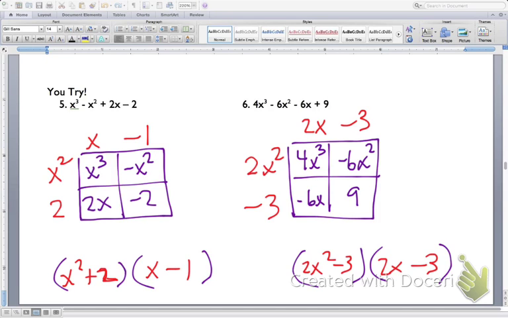So one thing I want you guys to notice is you'll always have an x squared here on the left, and you'll always have an x on the top. That's the way these are going to always work because of the order of the original polynomials with the x to the power of 3.